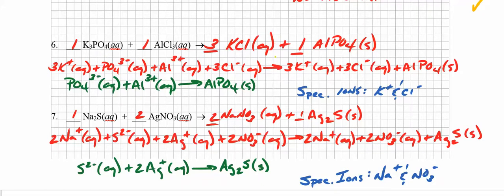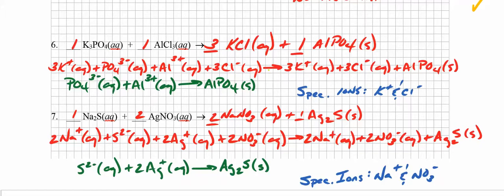And then what we're going to do is look for a solid on the right-hand side. Aluminum phosphate is a solid. That means it's going to form. So now let's start breaking things on the left-hand side down. We have K+. There's 3 of them because of that subscript of 3. So 3K+, that's aqueous, plus phosphate, PO4 3-, also aqueous, plus aluminum 3+, that's aqueous, plus 3 chloride ions. Notice that the 3 on the bottom yields 3 chloride ions. So 3 chloride ions on the left-hand side. That takes care of our left-hand side.